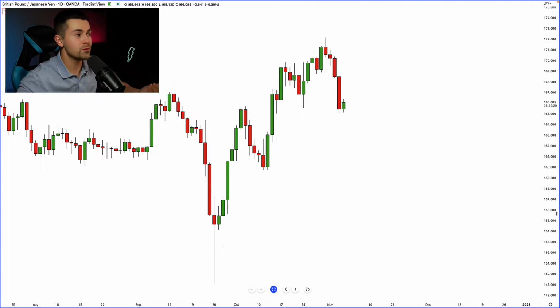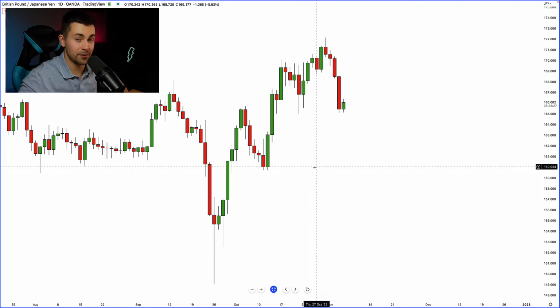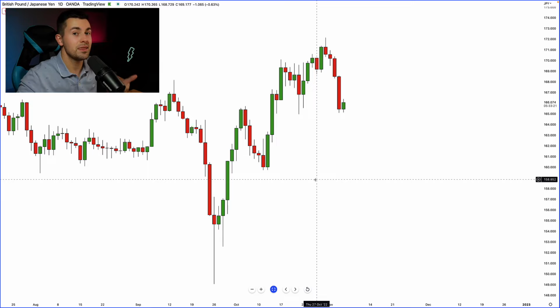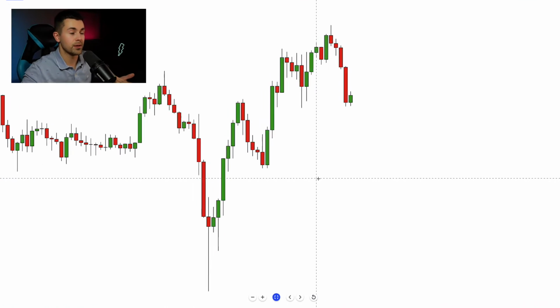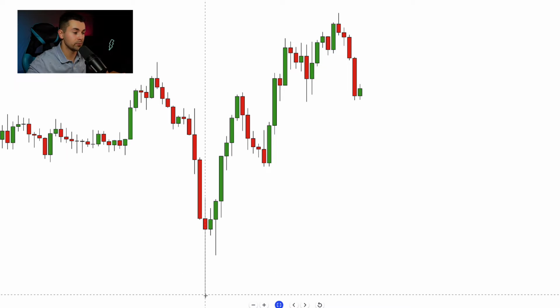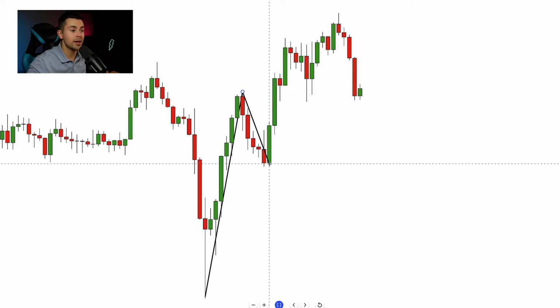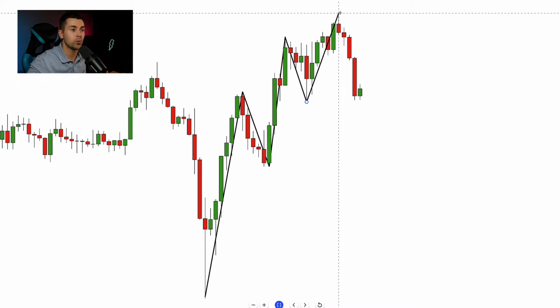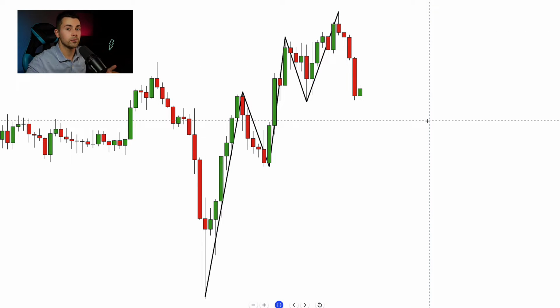So on a pound-yen pair, we are on a daily time frame. And here our task is first of all to identify the market trend and then to identify key levels. How do we identify the market trend? We analyze the price action. We perceive the price chart as the set of impulses, as the set of impulse legs. And with that, we are trying to get where the market is going.